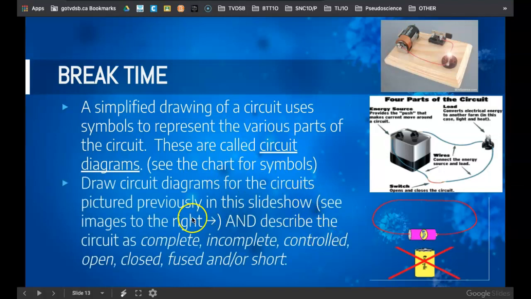As well, I want you to describe the circuit for each one of those as, is it complete or incomplete? Is it controlled? Is it open? Is it closed? Is it fused? Or is it a short circuit? Right, so every one of these circuits, you could use at least one, if not multiple, of these descriptions to describe what it is. All right? So once you've done that, come back, and I'm going to show you what each of them should look like.